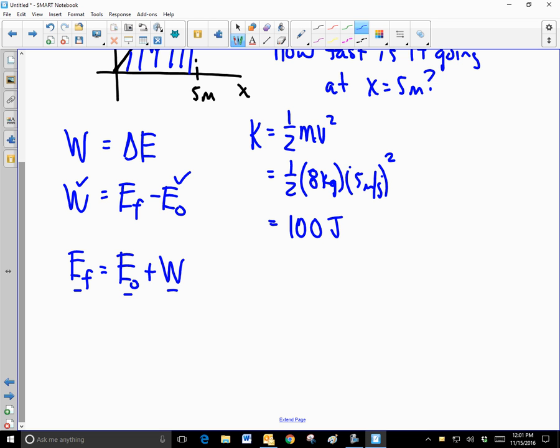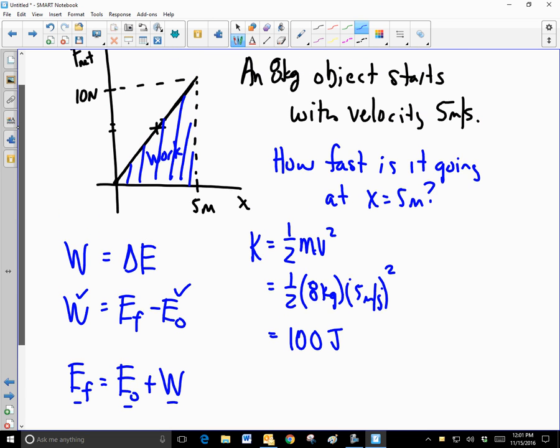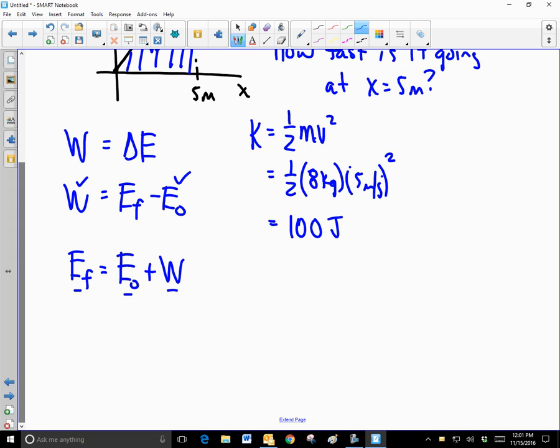How do we figure out how much the energy changed by? The area under the curve. Now this is a triangle, so remember your old geometry. 1/2 base times height. So the work in this case is going to be 1/2 base times height. Height is force, base is x.